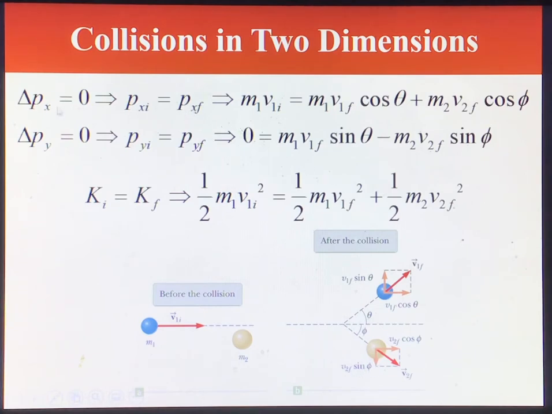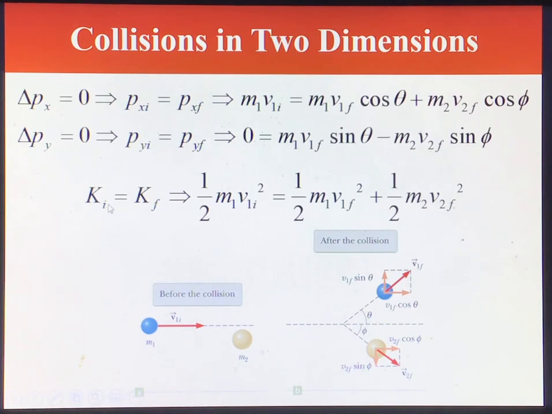So when I apply my conservation of momentum in the x and the y direction, I obtain my first equation right here. Now in the y direction, because m1 was moving just in the x direction and m2 was at rest, there is no momentum in the y direction before. And after, I have m1 v1 final sine of theta, which is this contribution right here, minus m2 v2 final sine of phi, which is this contribution right here. So I obtain my equation number 1 and my equation number 2.